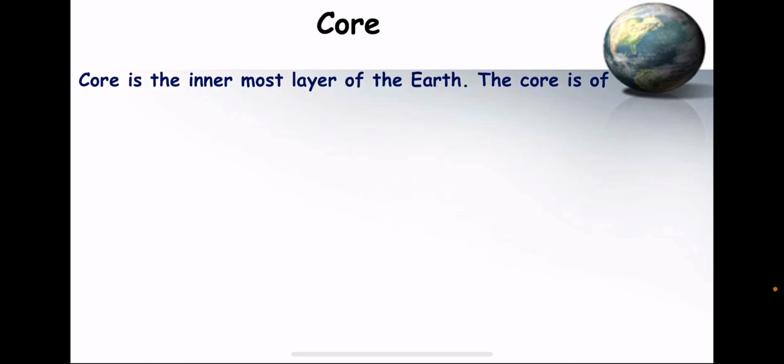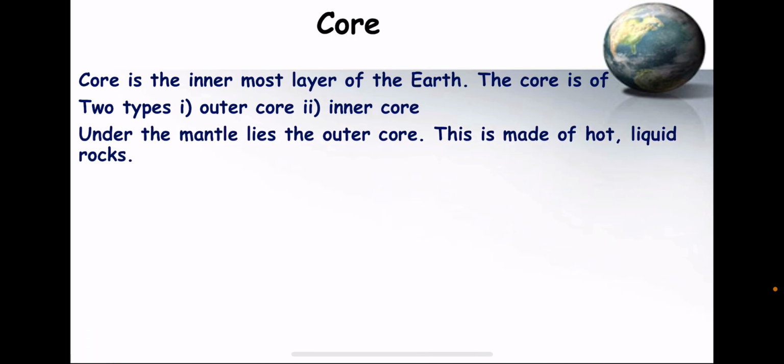Core. The core is the innermost layer of the earth. The core is of two types. The third layer is called the core, and it has two portions, the outer core and the inner core. Under the mantle lies the outer core. This is made up of hot liquid rock.